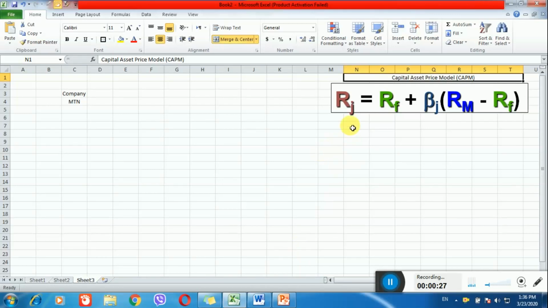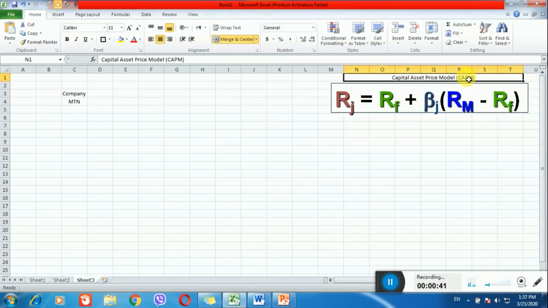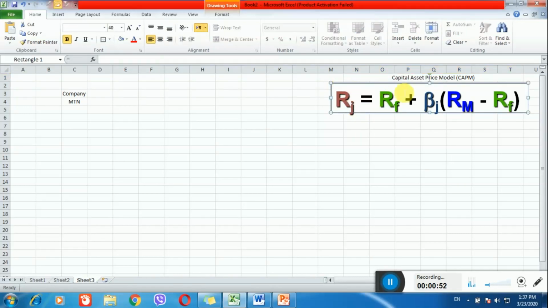Dear students, this equation, what you see here, this formula, Rj is equal to Rf plus beta into Rm minus Rf, is called CAPM, or the capital asset pricing model. So wherever you see this in books, on the internet, or anywhere else, in simple words we call it the CAPM model. Okay, what does this model do for us, and where can we use this model in finance, in investment, or in your field?